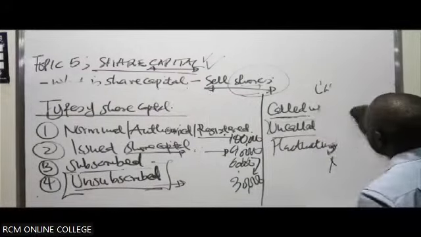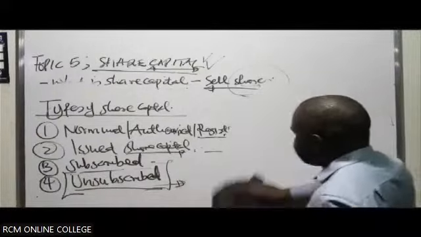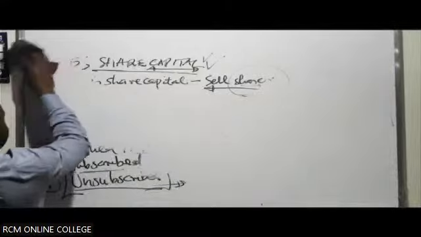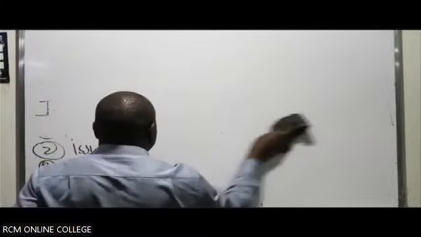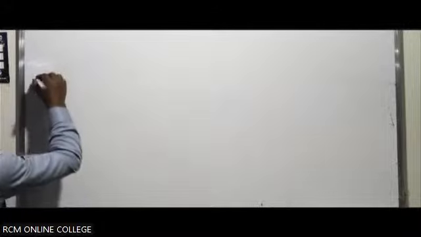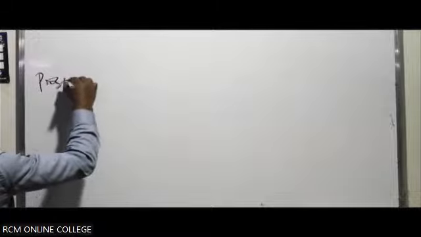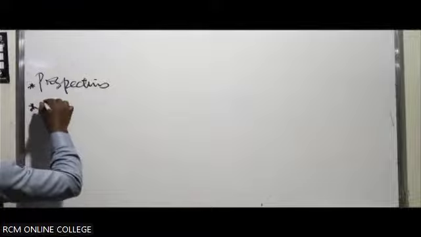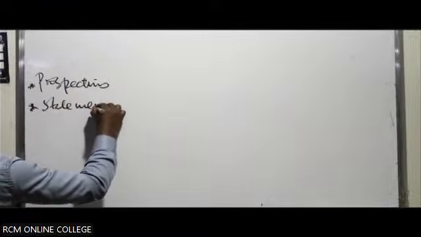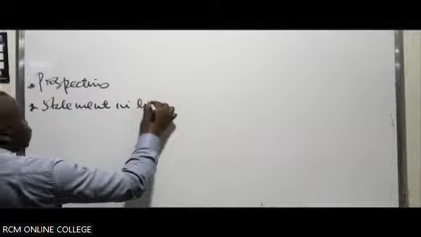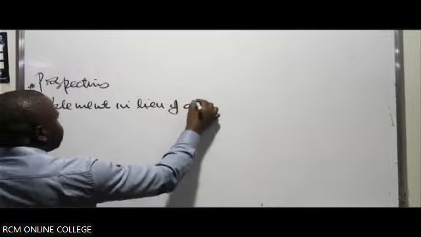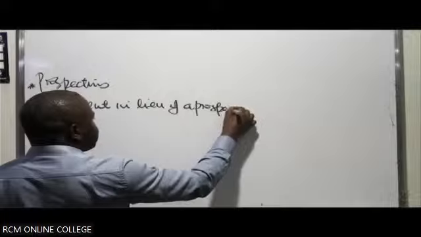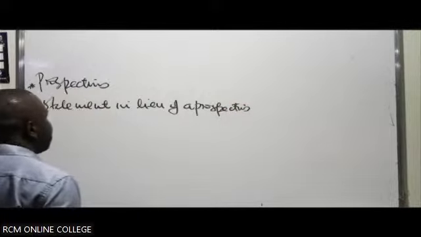Now I want us to look at something we call a prospectus. We've said that the company is going to sell shares. But when they're selling the shares, they use what we call a prospectus. So what is a prospectus? We have what we call a prospectus, and then we have another one we call a statement in lieu of a prospectus. In lieu simply means a representation of a prospectus.